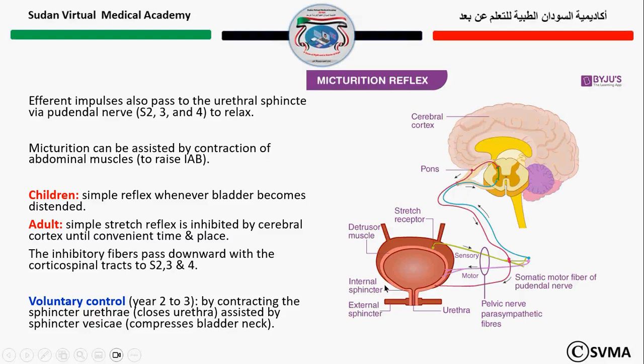We said the pressure of the detrusor muscle might not be enough to empty the bladder. It can be helped by the pressure from the intra-abdominal pressure, which is increased by the contraction of the abdominal muscle fibers.